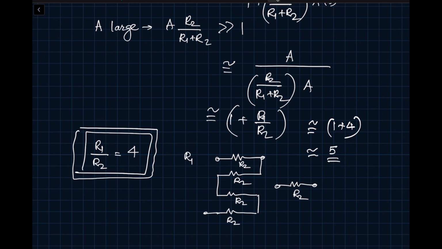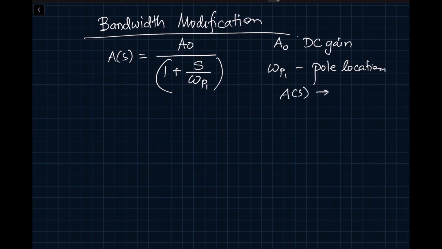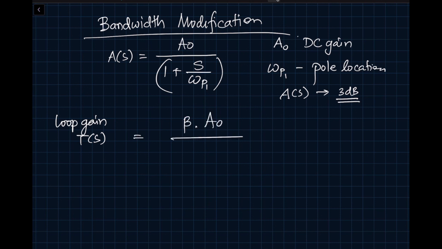The next thing we're going to talk about is bandwidth modification. So let's assume that our transfer function A(s) is given by A0 divided by 1 plus s divided by omega p1. So A0 is a DC gain, large DC gain, and omega p1 is the pole location, where at the pole location A(s) will drop by 3 dB, if you remember the Bode plots that we did. Now if we substitute this in our loop gain T(s), then we will get that's equal to beta times A0 divided by 1 plus s divided by omega p1.